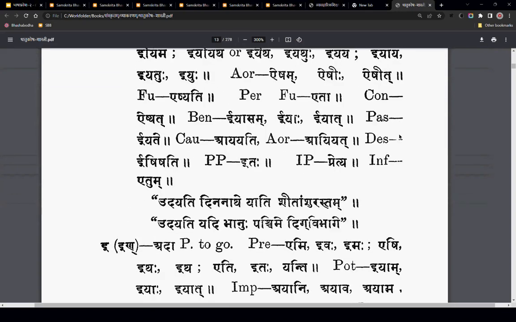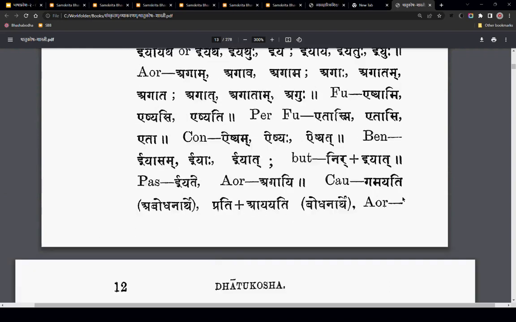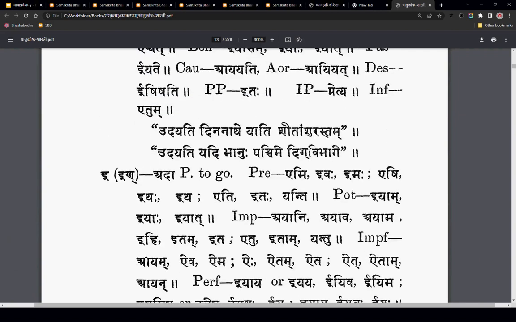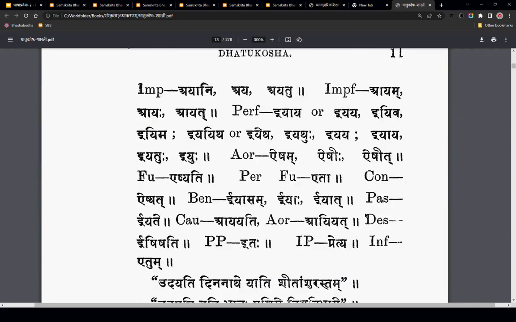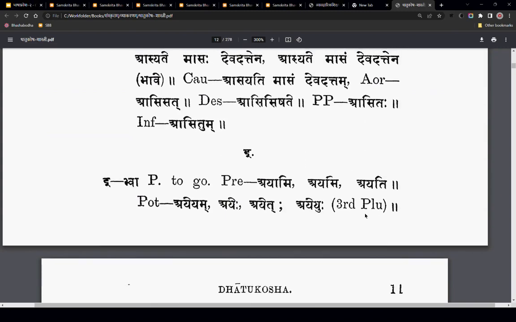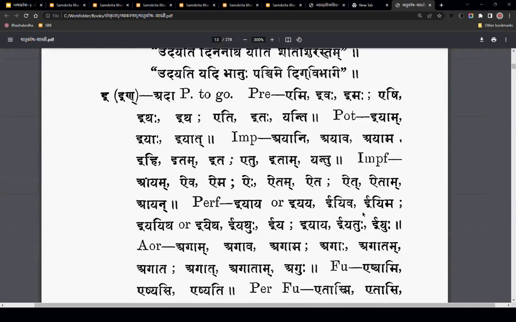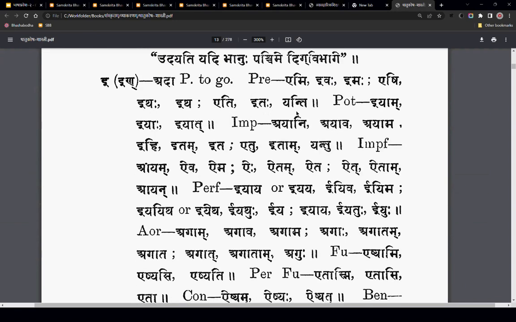Okay. This is another one, a Parasmaipada dhatu. This e dhatu you see is Adadi, Parasmaipada. Eti, itah, yanti. From eti you get udeti, surya udeti, ut plus eti, udeti. The dhatu is e for that kriyapada.